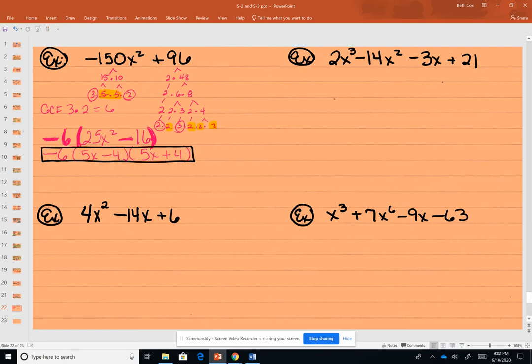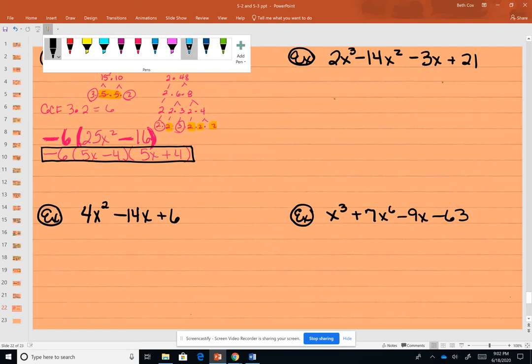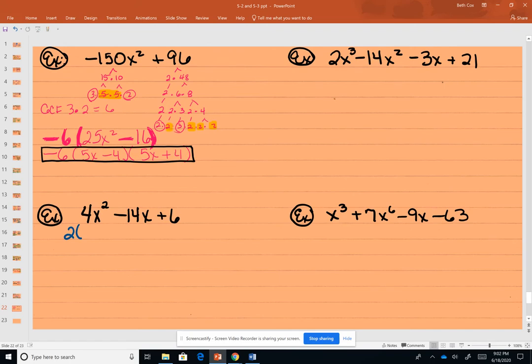Okay, next one. First thing we're going to do is check for GCF. Do I have a GCF? Yes, we do. It is a 2. We didn't need to do our special thing to figure out what it was. It's 2. So let's divide this out. Let's take this out.